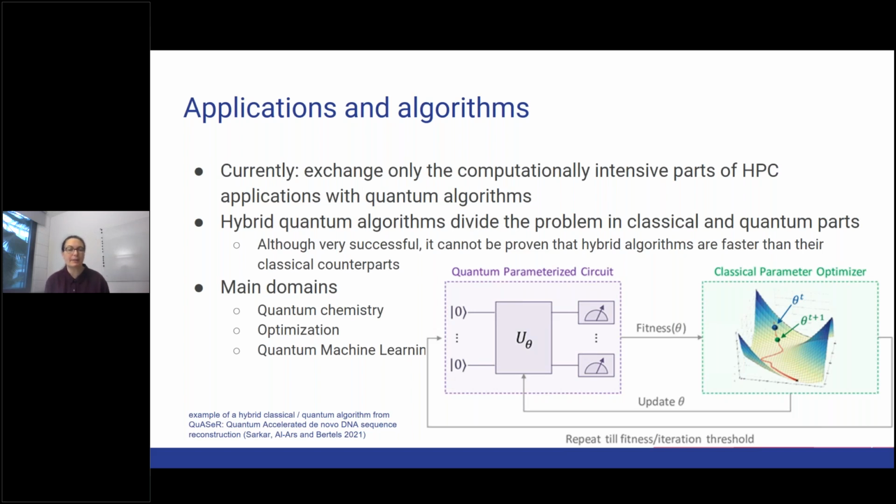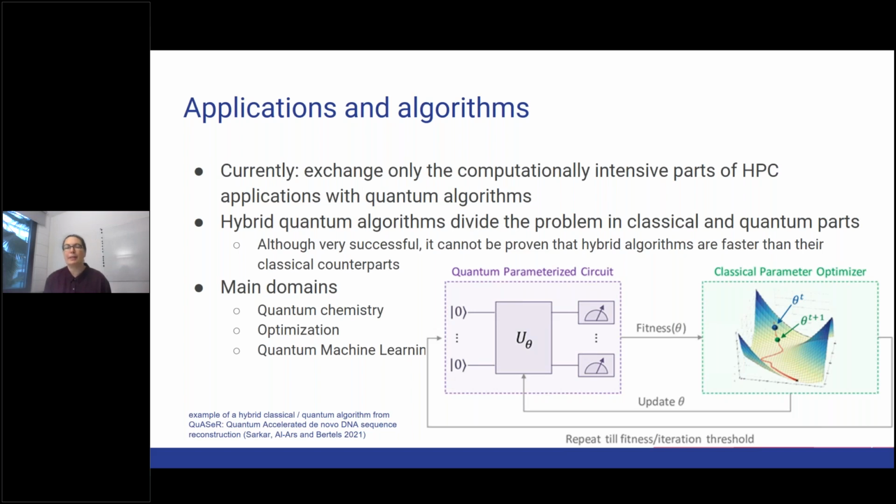As depicted in the figure, for example, in quantum chemistry, you want to find the ground state, and you're doing this part of evaluating the Hamiltonian in the quantum computer, and then trying to optimize again the parameters for the next round of computation, and then try to go into a minimum state here.